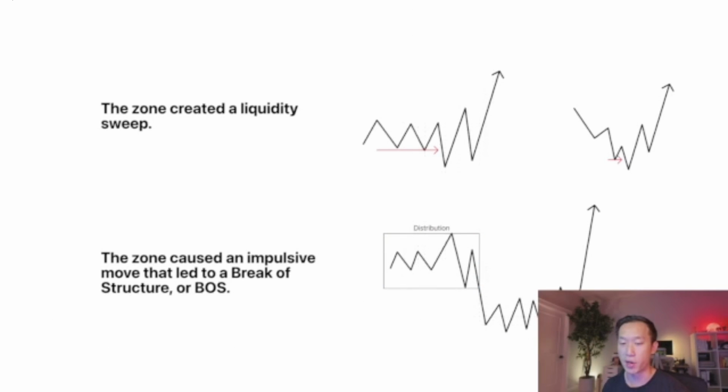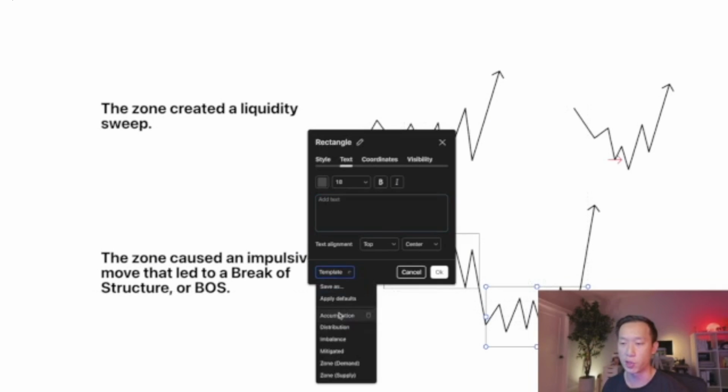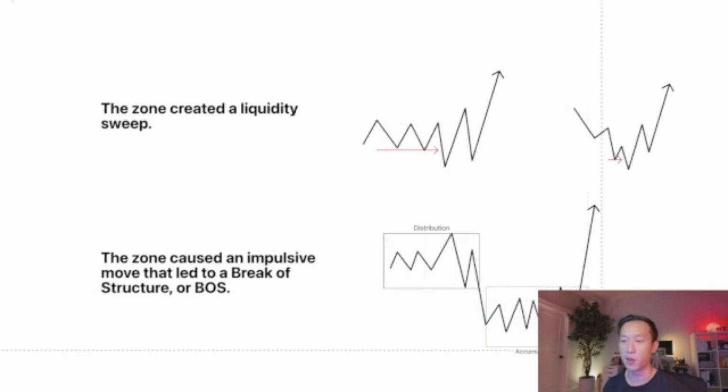So in this example right here, we have two structures. We have a smaller distribution followed by a larger accumulation right here. Now, I know we haven't covered distributions and accumulations yet, but just for this example's sake, this is kind of what it looks like. So in this example, we have two microstructures. We have a distribution and an accumulation. So the accumulation we can see is responsible for breaking structure to the upside of this previous distribution. So this accumulation caused the break of this distribution.